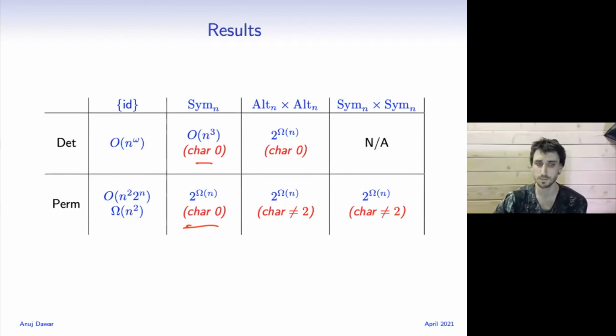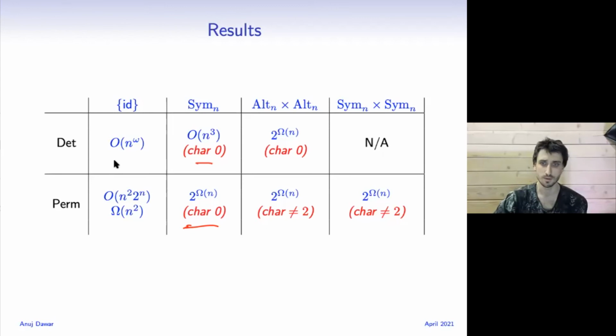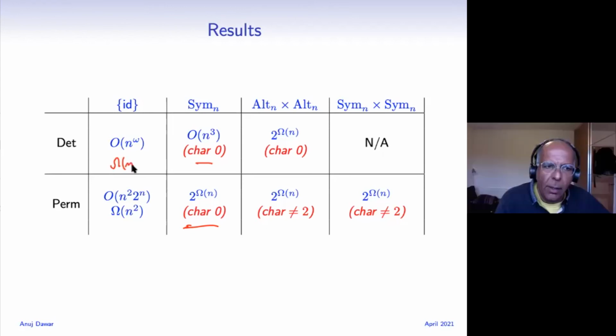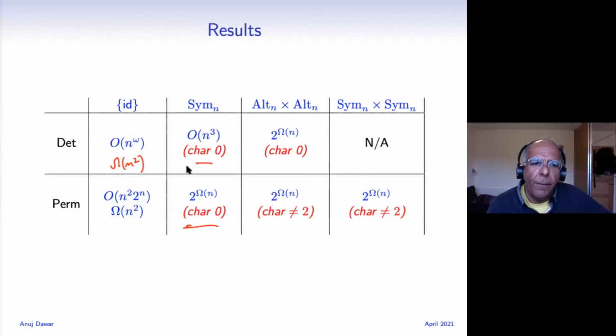But for determinant, there should be the same lower bound, right? By the same reason, or not? Yes, sure. And you can put omega n squared here. Yes, that's right. And here, in the second case for the symmetric group, there is no better lower bound than just trivial n squared? No, we haven't really looked at this.